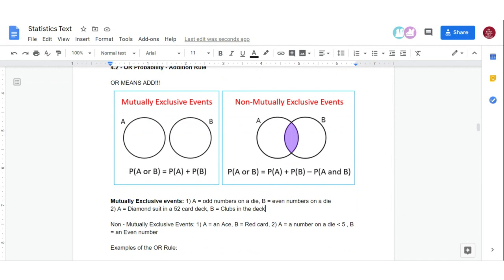Oh, and just to finish out, another example of a mutually exclusive event is A is a diamond suit in a 52 card deck, and B is clubs. There's no overlap.